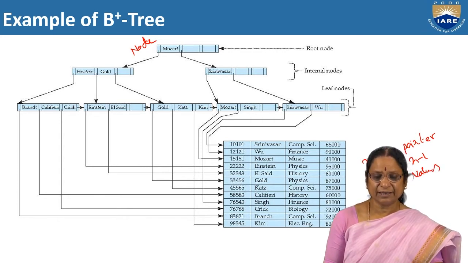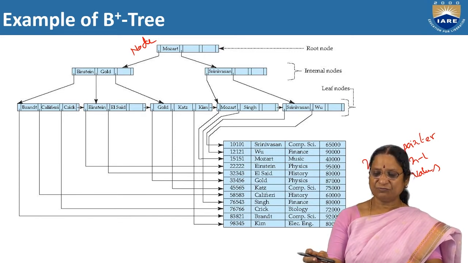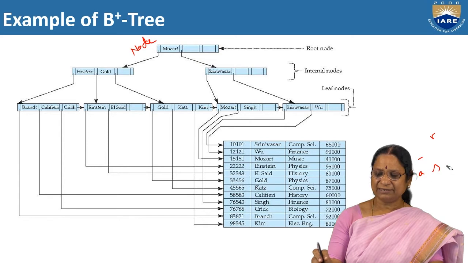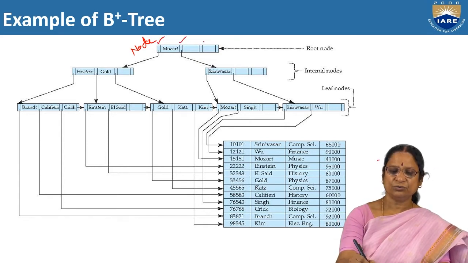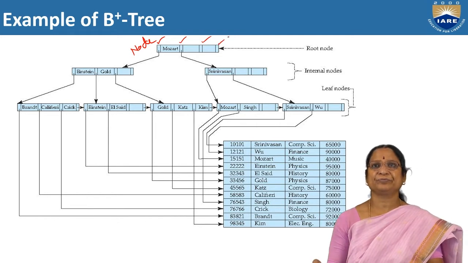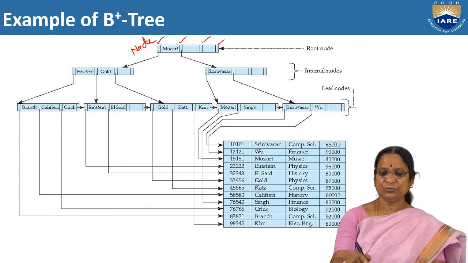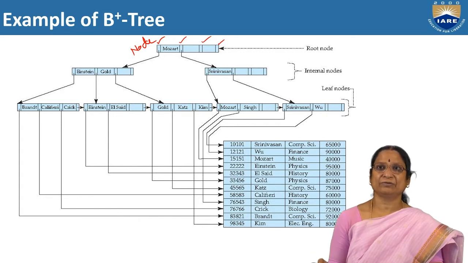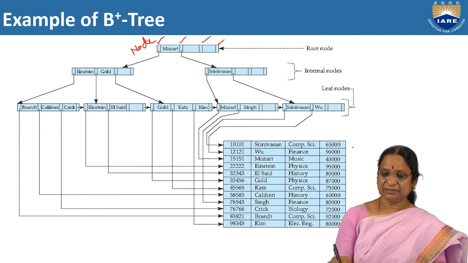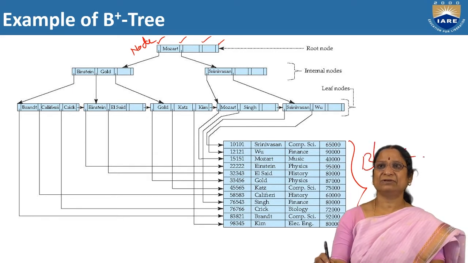Now observe here, in this example, our node has n equal to 4, which means 4 pointers can be stored. This is 1, 2, 3, 4 pointers. 4 pointers means 3 values. This is the root node and these are the internal nodes. This is a leaf node, or external node, as we will call it. Let us assume that this is the block of data stored in our secondary storage device, the original data.